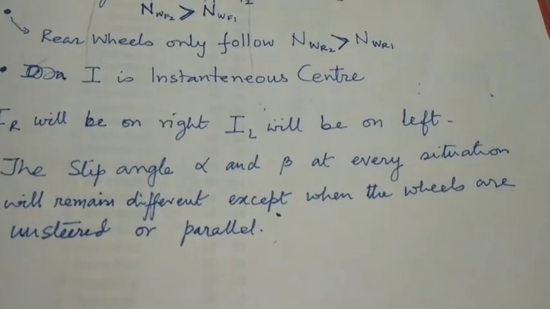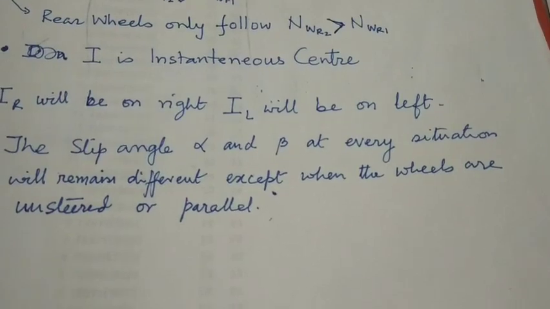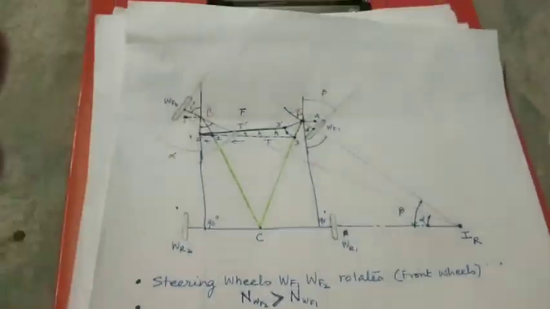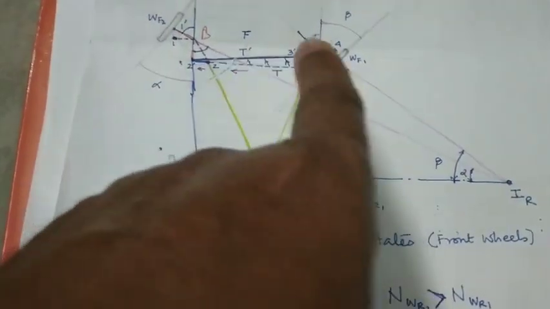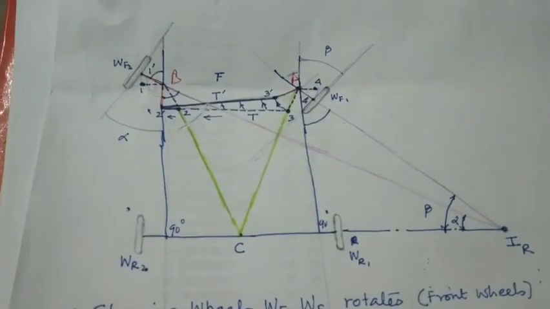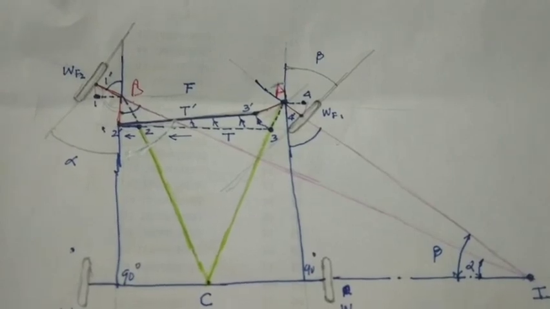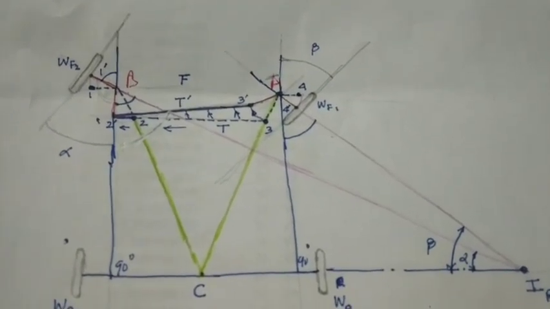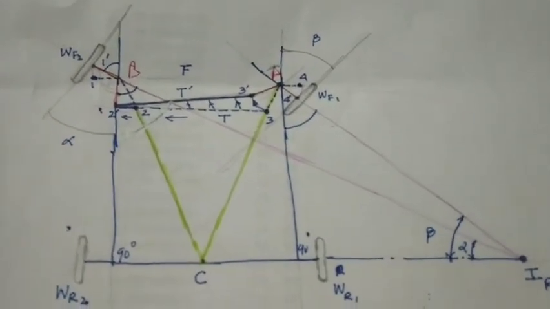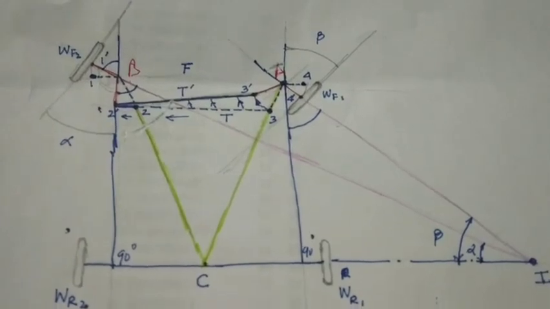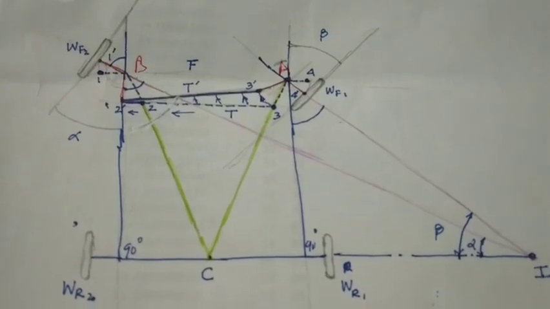It is up to the driver's will. So the slip angles alpha and beta will remain different in every situation except when the wheel is unsteered or parallel. If we are going straight, then there will be no slipping. The two wheels will have the same RPM. When we are not turning, the two wheels have the same RPM, and therefore the slipping at that moment is not as significant as when we are turning. That slipping is taken care of if we apply Ackermann's principle, which is generally available in all vehicles which we use.